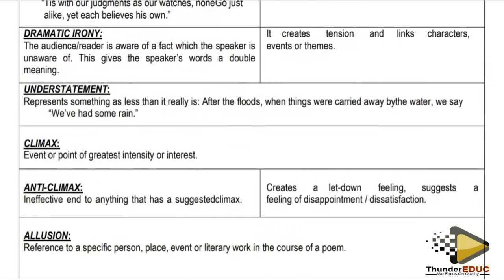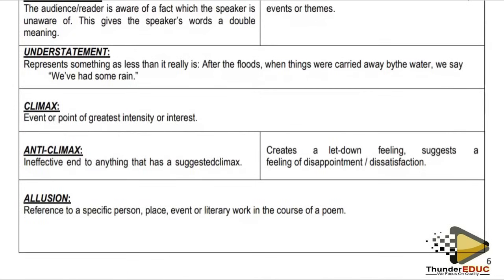Understatement is representing something as less than it really is. After the floods, when things were carried away by the water, we say we've had some rain. The key word is floods, which means houses are taken away, landmarks are taken away. So now when we come in and say we've had some rain, that's an understatement because we had more than that. If we had houses moving away, it's not just some rain anymore. So that's what we mean by an understatement.